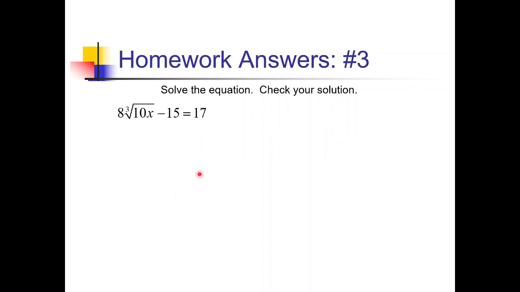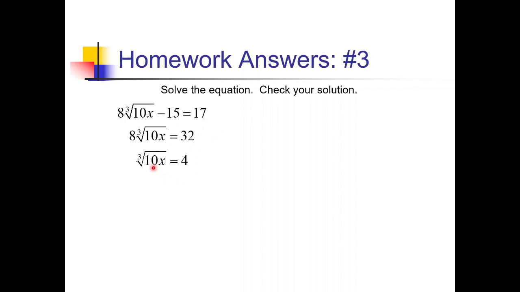On this one, we're trying to solve this cube root equation. We'll start by isolating the radical here. So let me add 15 to the other side. That's going to be 32 over there. And then dividing both sides by 8 gives us 4.